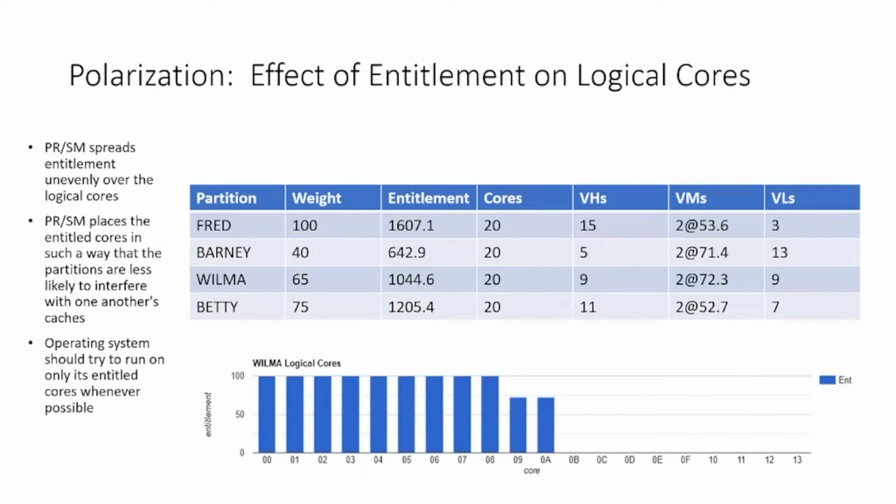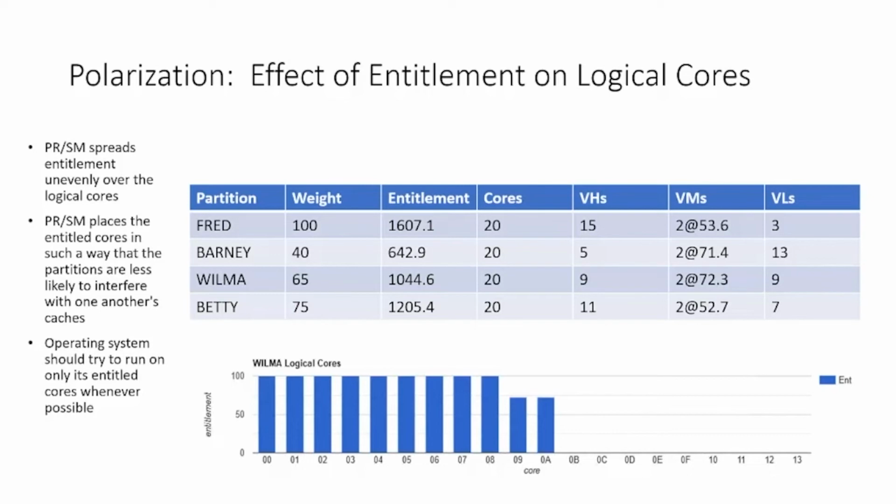What PRISM does in vertical mode, and everybody runs in vertical mode nowadays, or at least most people do, PRISM tries to do what I call entitlement packing. In other words, it packs the entitlement onto pretty much the fewest number of logical cores for the partition that it can. And the reason that it does this is for topology reasons and ultimately for cache reasons. We're trying to get the most out of the memory cache.